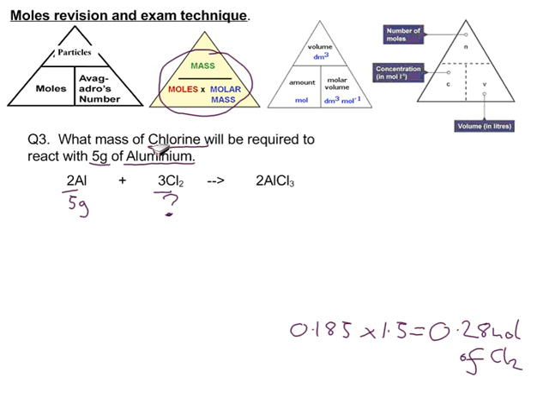So that's fine, but the question does want us to work out the mass of chlorine. So if we look back at the equation, to work out the mass of something, we must do the moles multiplied by the molar mass. So we know the moles of chlorine, and the molar mass of chlorine we can get from the periodic table. There are 2 chlorine atoms in chlorine. Each chlorine atom has a mass of 35.5, so the molar mass of Cl2 will be 71. So your final answer is 19.9 grams of chlorine.